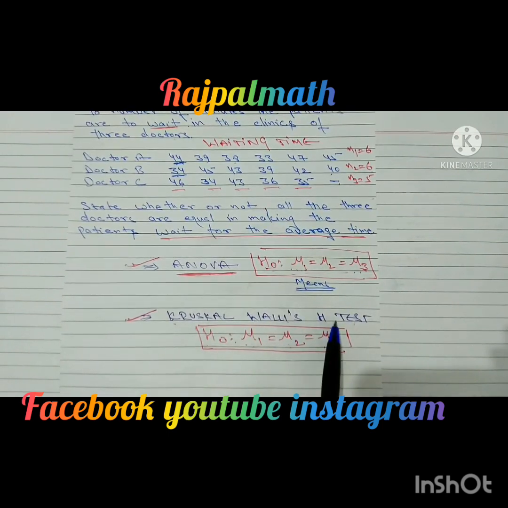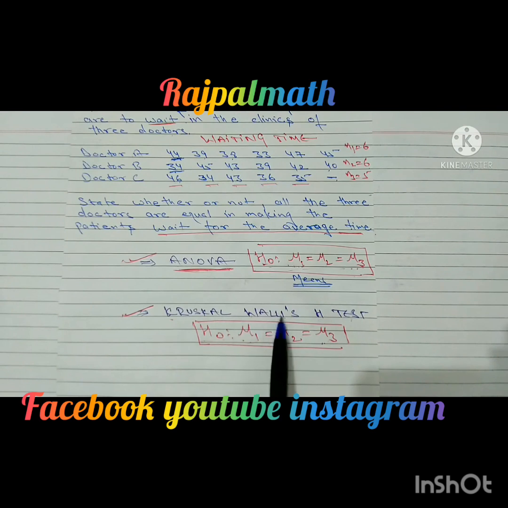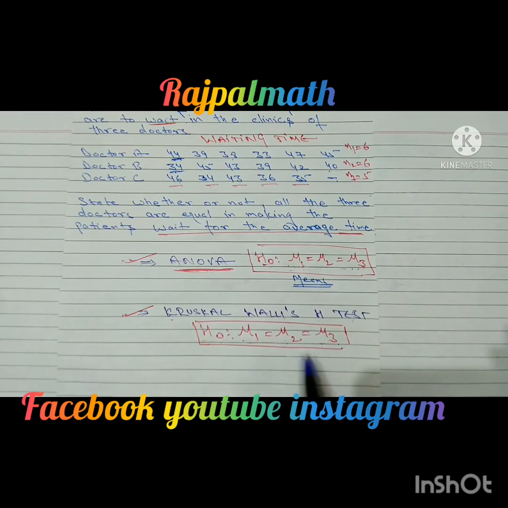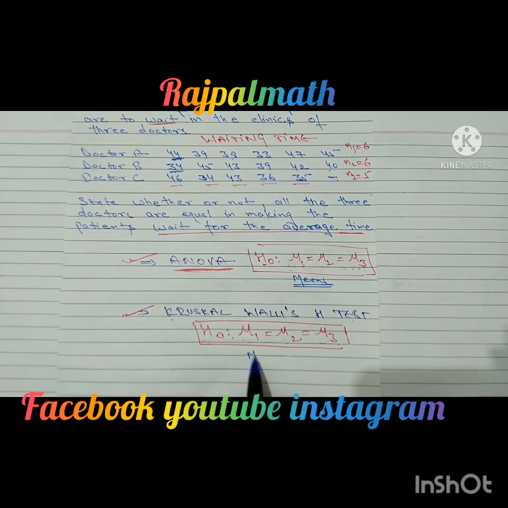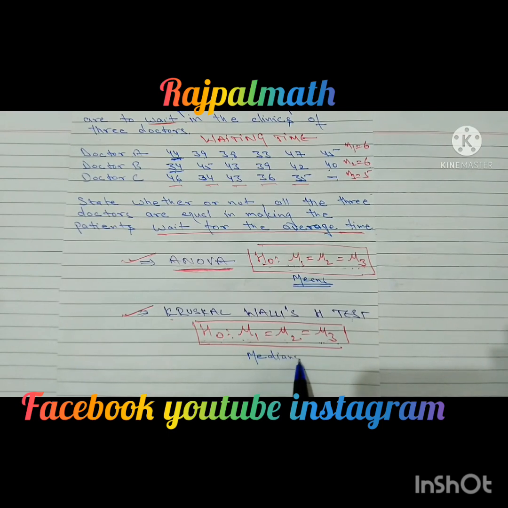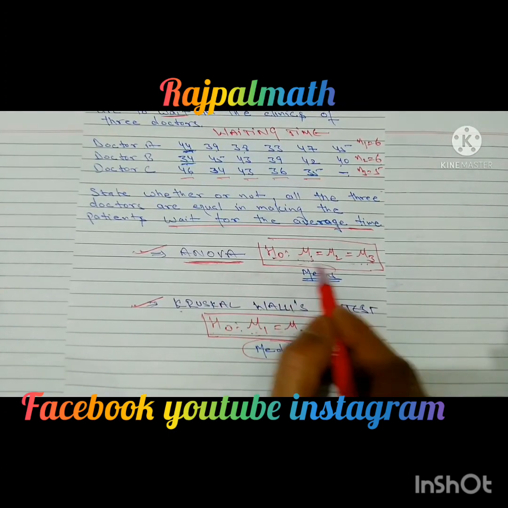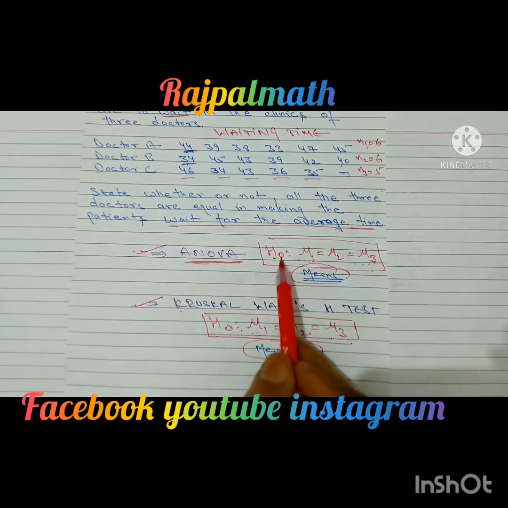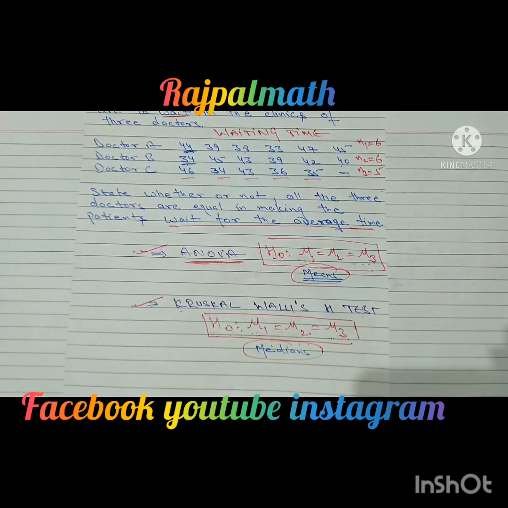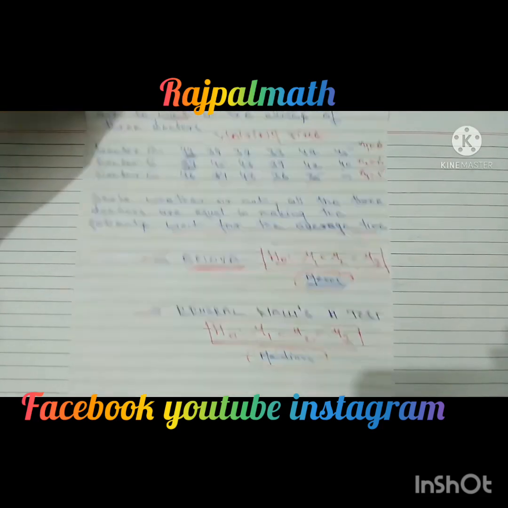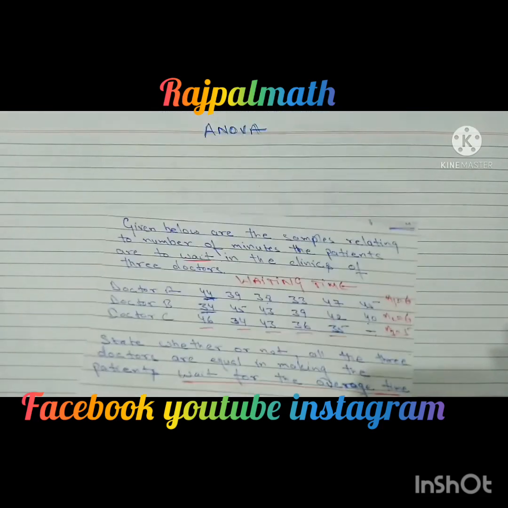And for Kruskal Wallis test, this assesses the differences against the average ranks. It determines whether the medians of two or more groups are different. Here the null hypothesis is mu1 equals mu2 equals mu3, meaning population medians are equal. In Kruskal Wallis test, medians are equal. In ANOVA table, population means are equal in the null hypothesis. Now first we will test this hypothesis by ANOVA.